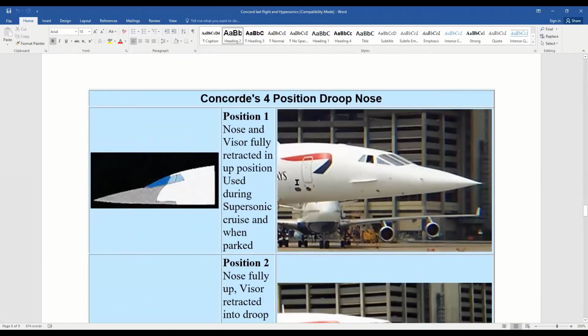Some interesting design features on this airplane. The nose and the windscreen here change depending on the flight, how fast it's going. Notice the nose points straight out, and there's a windscreen here. That's what it looks like when it's in cruise in supersonic.